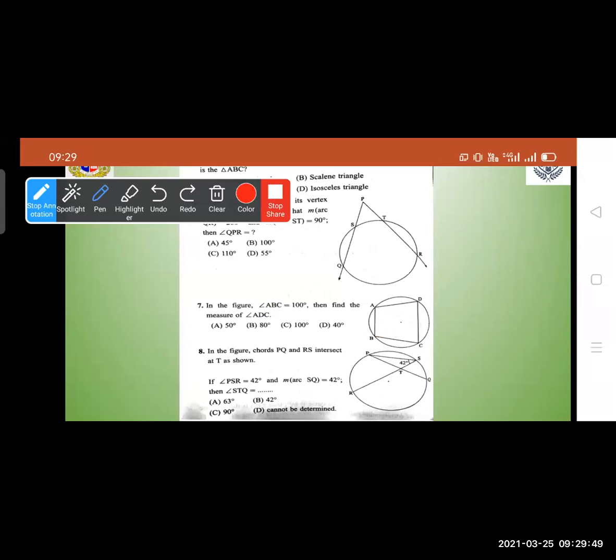In the figure, PQ and RS intersect, then find STQ. So intersecting, then this angle is 42 degrees. Angle PSR is 42 degrees, and SQ, this arc is 42 degrees. So you have to find STQ. So STQ, that is 42, and this one is total. Then we find it is 63 degrees.